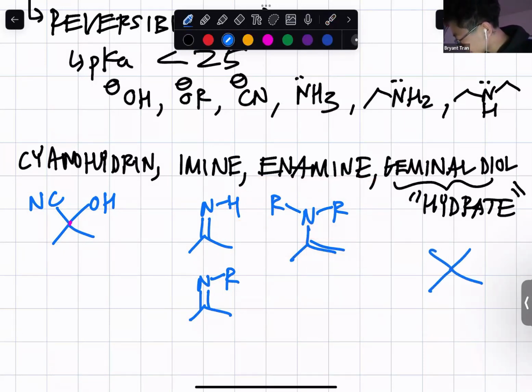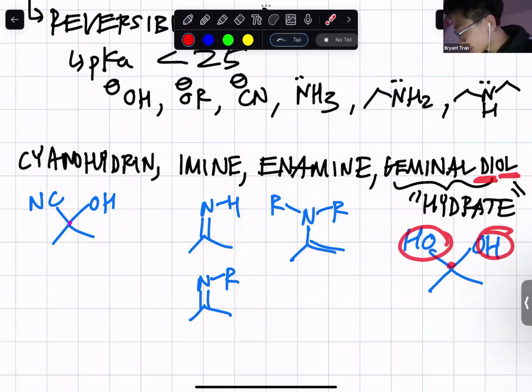Geminal diol or hydrate is when we have 2 alcohols, right? That's the diol part: 2 for di, O for alcohol. 2 alcohols on the same carbon. That's geminal, the geminal position on the same carbon. This is also known as a hydrate, right?